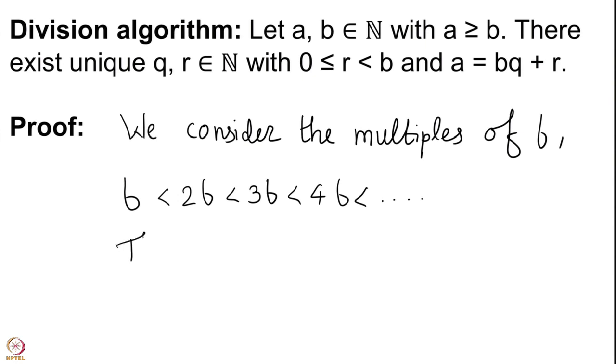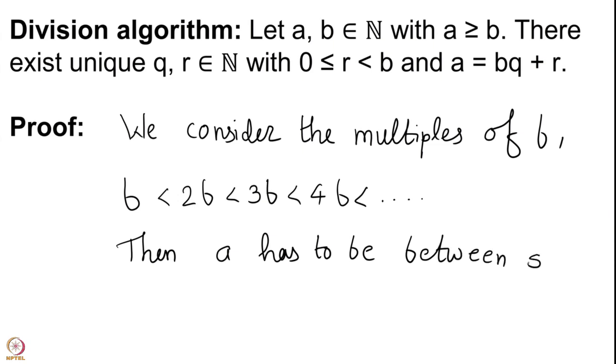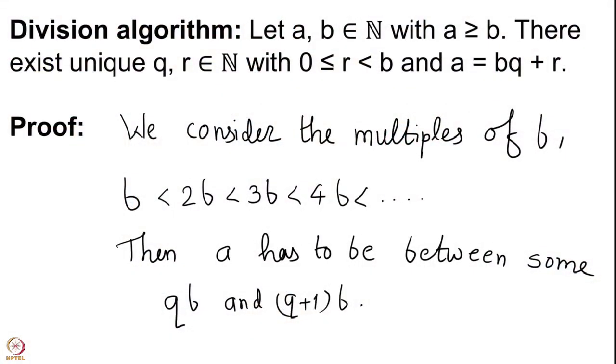So A has to be between some QB and Q plus 1 times B. What did we do? We are looking at all multiples of B which go all the way up to infinity, and A is a natural number. So there has to be a multiple of B which is beyond A. Among all those multiples of B which are beyond A, we look at the smallest one and we then have that A is between some QB and Q plus 1 times B.